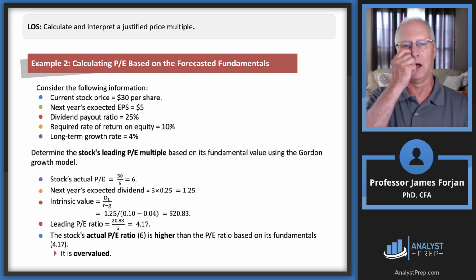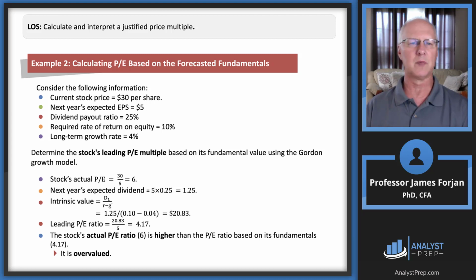Now, how about we do it based on forecasted fundamentals? So we give a bunch of information: current stock price, next year's expected EPS, so that's important, dividend payouts, required rate of return. All right, so notice in those colored circle points there that we have variables that are inherent in the core assessment of a company, fundamental analysis. All right, so the PE ratio, what did we have? 30 over 5, that gives me 6. Next year's dividend is going to be $1.25, right? That makes sense.